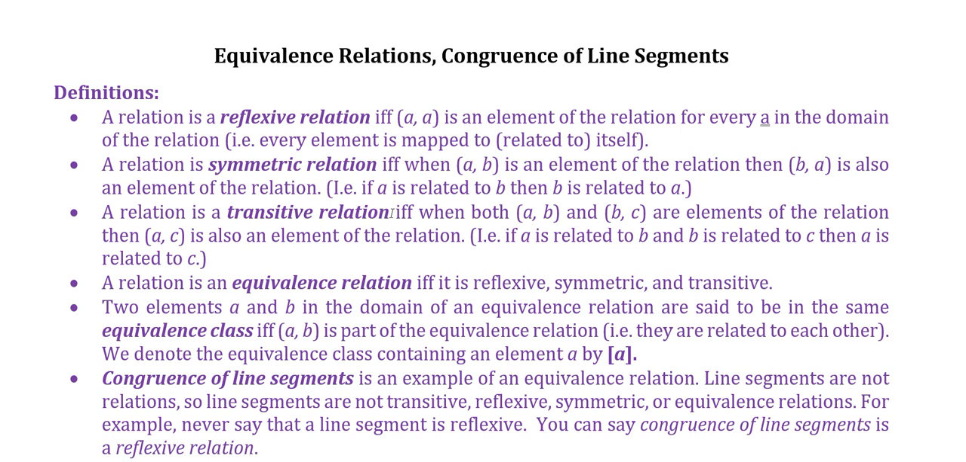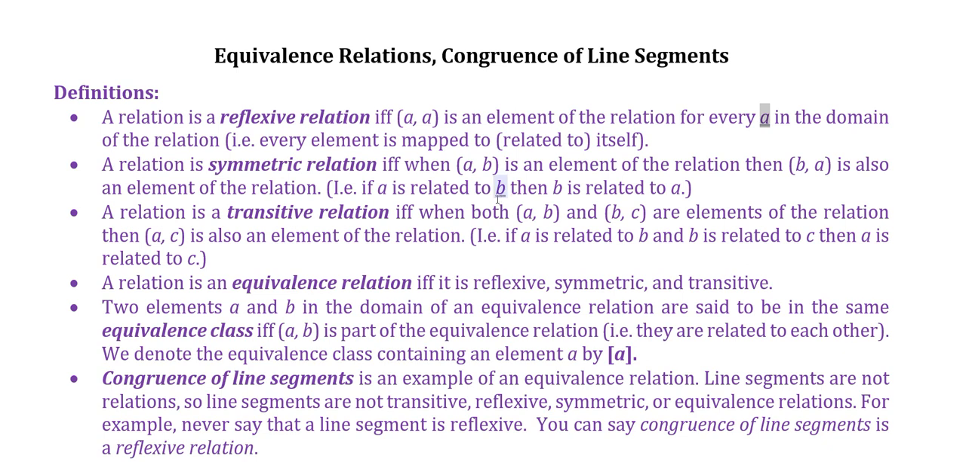A relation is a reflexive relation if and only if A, comma A is an element of the relation for every A in the domain of the relation. In other words, it is reflexive if A is related to itself for every element in there. It's a symmetric relation if and only if when A, comma B is an element of the relation, then B, comma A is also an element of the relation. In other words, if A is related to B, then B has to be related to A.